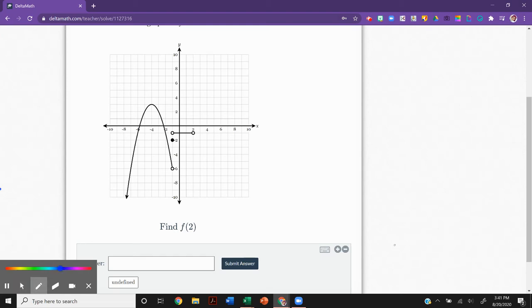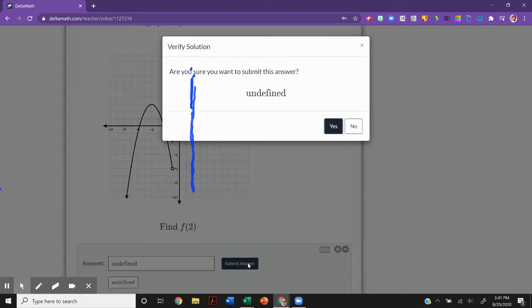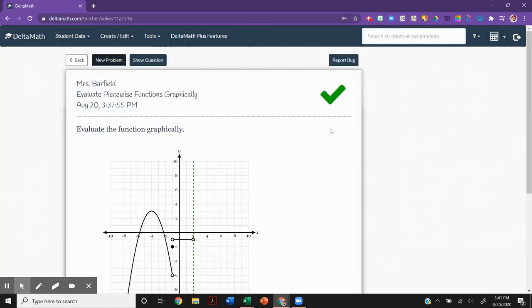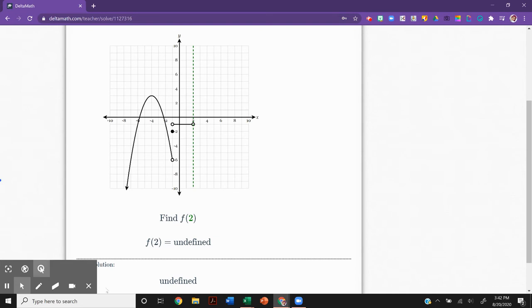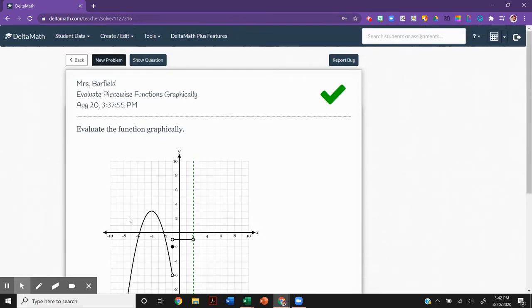So if I were to draw a line right here at x equals 2, the only thing that exists in terms of the picture that's been drawn is an open circle. Well, that's a hole, so undefined. So I click on my answer, click on undefined, click submit. Yes, and there it is. All right, so let's go to a new problem.